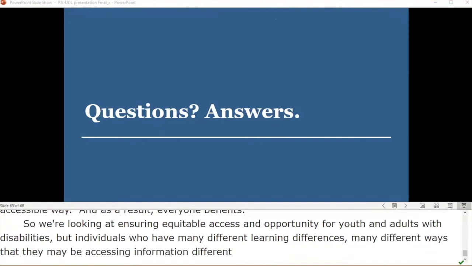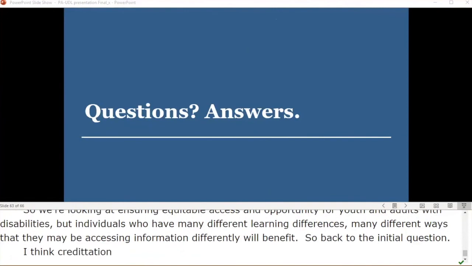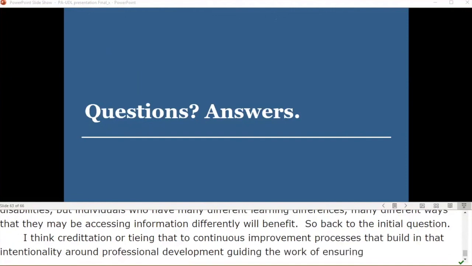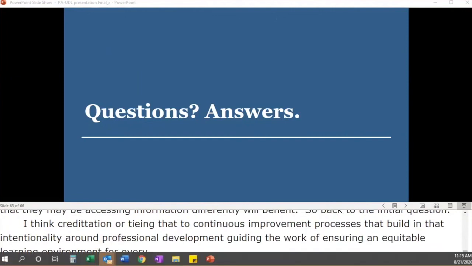So back to the initial question, I think tying that to accreditation or tying that to continuous improvement processes that build in that intentionality around professional development, guiding the work of ensuring an equitable learning environment for every student, is a critical piece of the puzzle. So I appreciate the question and hope that's a helpful way to think about it.